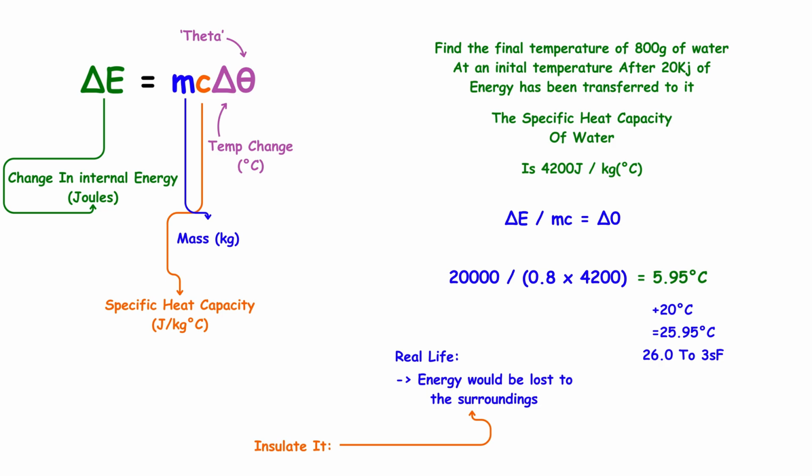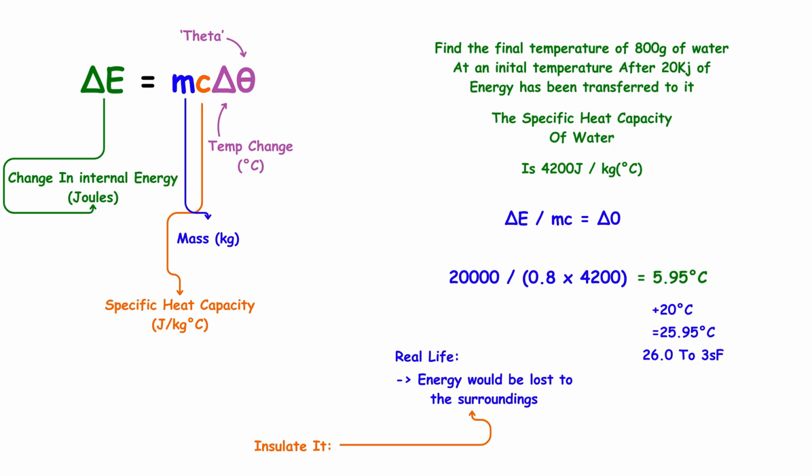Suppose we want to find the final temperature of 800 grams of water that starts at 20 degrees Celsius after it has absorbed 20 kilojoules of energy. We are told the specific heat capacity of water is 4,200 joules per kilogram per degree Celsius. First, we need to isolate the temperature change in our equation, so we divide the energy by the product of the mass and specific heat capacity, giving us change in temperature equals energy divided by mass times specific heat capacity.